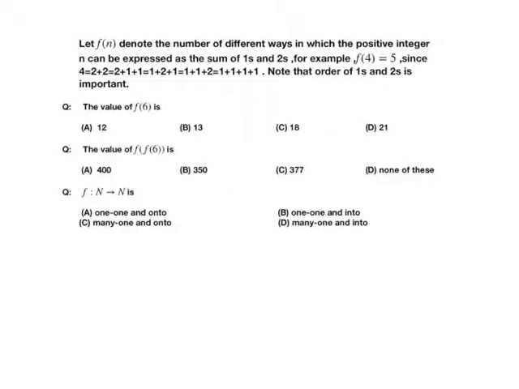Next problem is: let f(n) denote the number of different ways in which the positive integer n can be expressed as the sum of ones and twos. For example, f(4) equals 5, since 4 we can do as 2 plus 2, or 2 plus 1 plus 1, or 1 plus 2 plus 1, or 1 plus 1 plus 2, or 1 plus 1 plus 1 plus 1. So these are 5 ways.